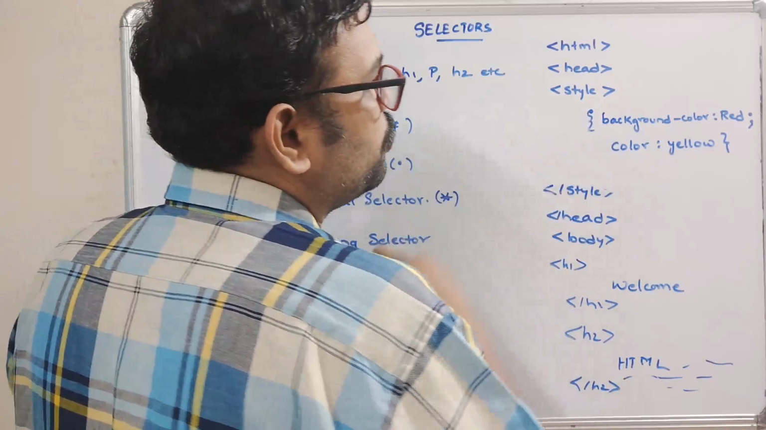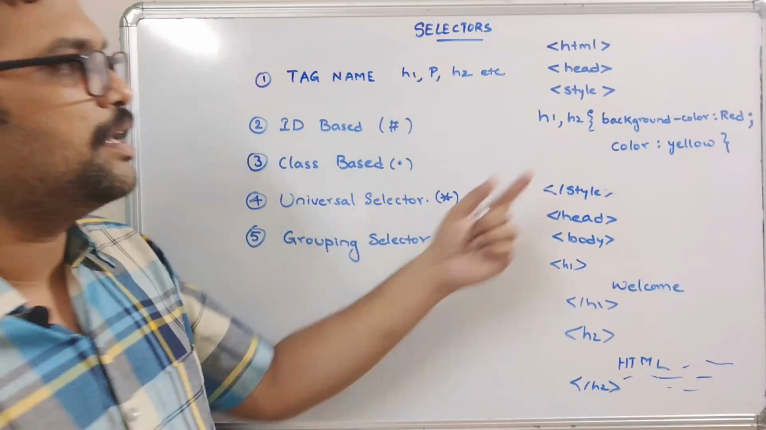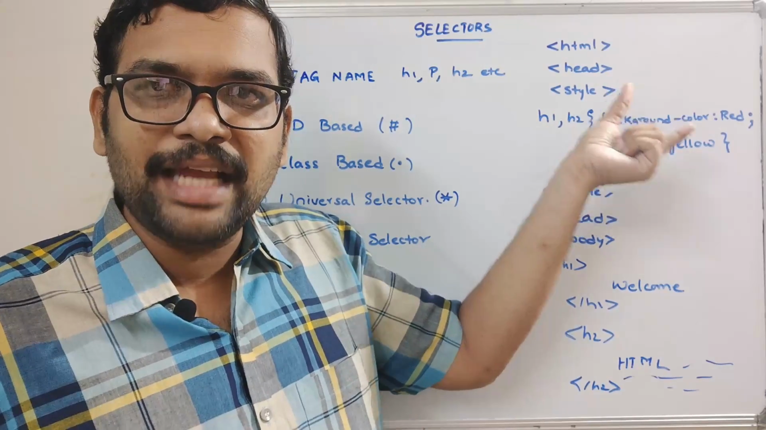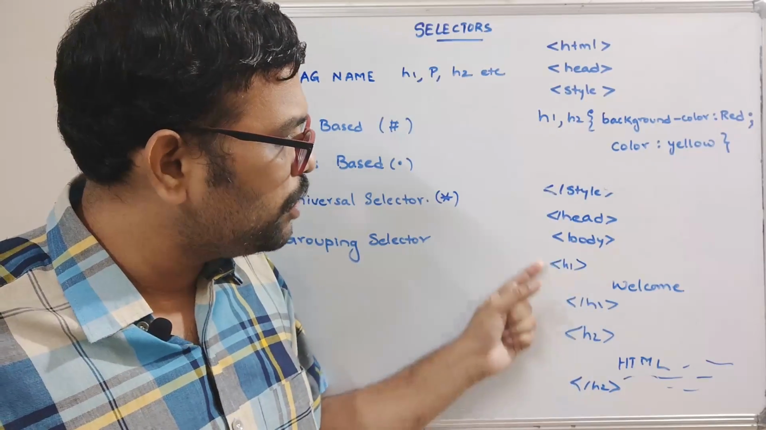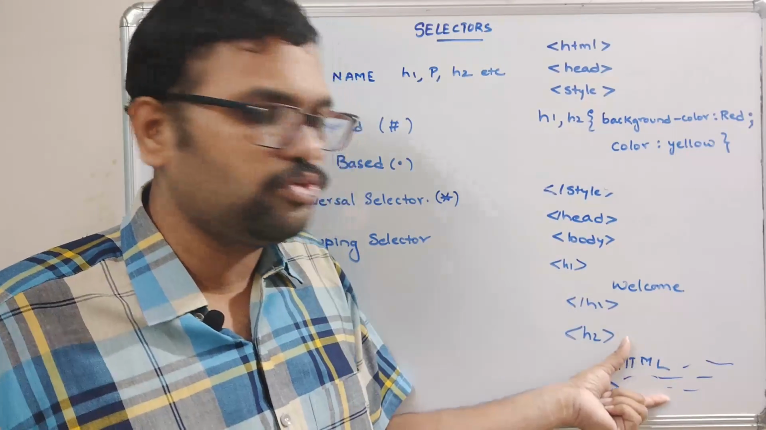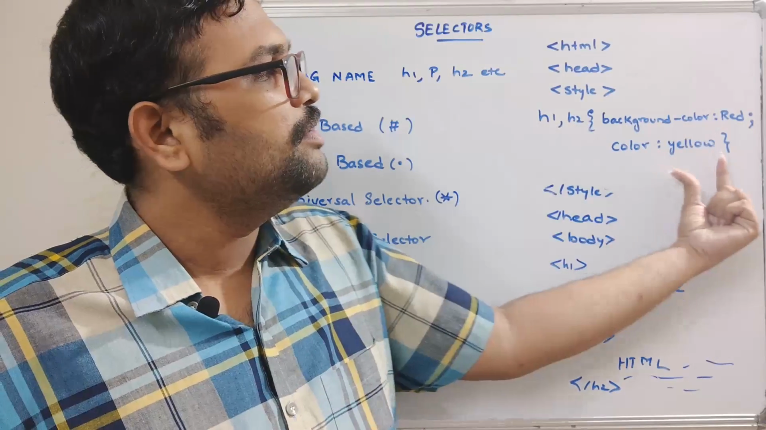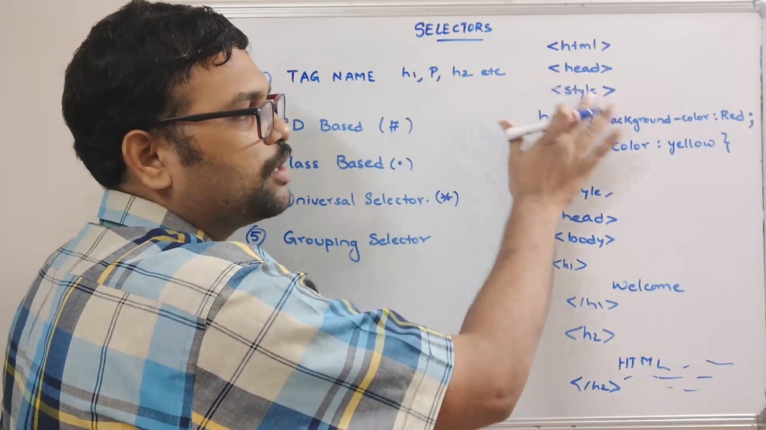We can group the two tags by using the comma, H1 comma H2. Simply, we can group the tags for which we have to apply the same style by differentiating with the comma. Here I just want to apply the same thing for the H1 tag and H2 tag, so I am grouping them by using a comma, H1 comma H2, so that the same style will be applied for all the tags which are grouped here.